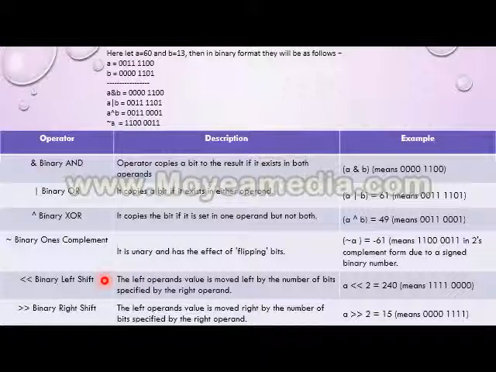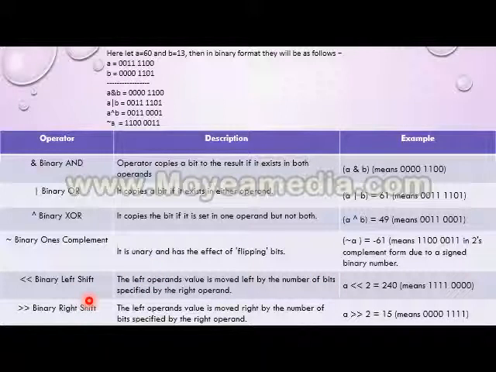Okay, then comes binary left shift. The left operand's value is moved left by the number of bits specified by the right operand. See, the right operand specifies a 2 bit shift of the value in A. So here we have A as 0 0 1 1 1 1 0 0. It will shift 2 bits to the left, so the value will come as 1 1 1 1 0 0. Since it should be 8 bits, the empty space on the right is given the value 0 and 0. So we come with this 240 and this binary representation.